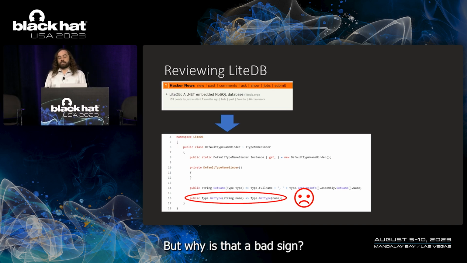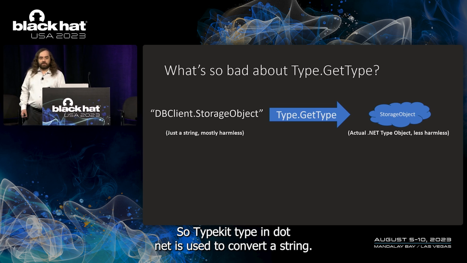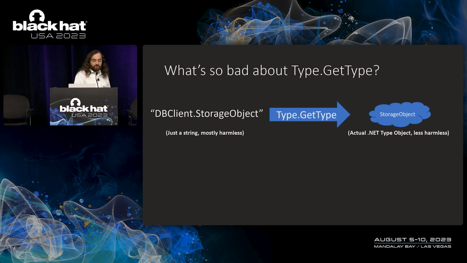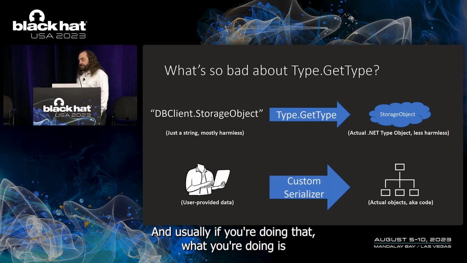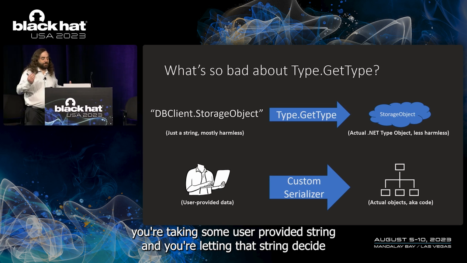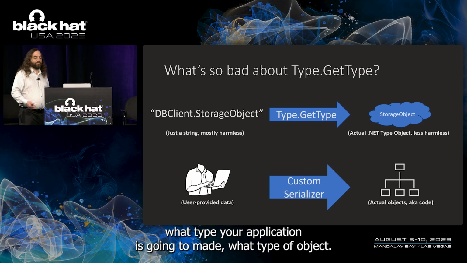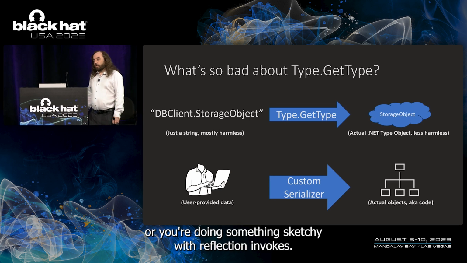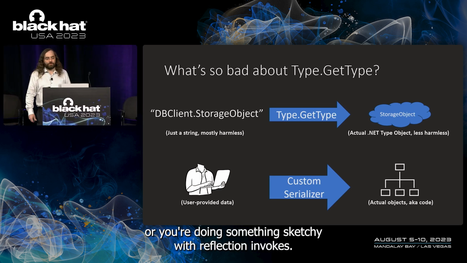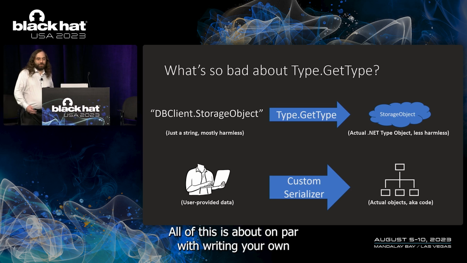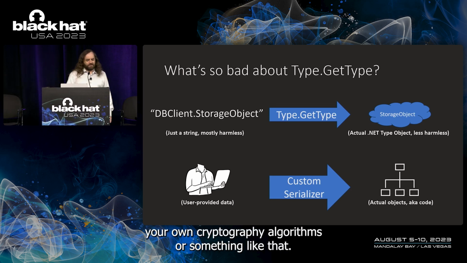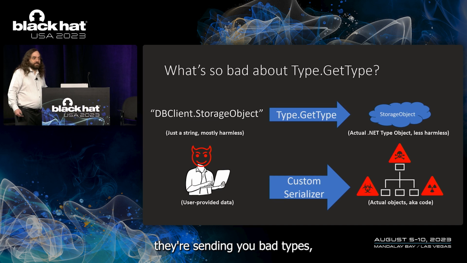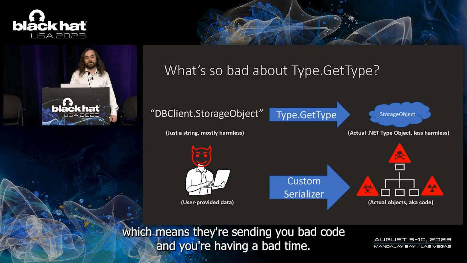But why is that a bad sign? Type.GetType in .NET is used to convert a string that's the name of a type into an actual .NET type object. And usually if you're doing that, you're taking some user-provided string and letting that string decide what type of object your application is going to make. So you're probably doing some sort of marshalling, like writing your own custom serializer, or doing something sketchy with reflection invokes. And in general, all of this is a bad idea. All of this is about on par with writing your own cryptography algorithms or something like that. And what it means is if someone malicious comes along, they're sending you bad types, which means they're sending you bad code, and you're having a bad time.